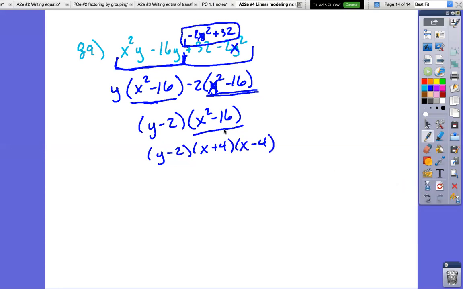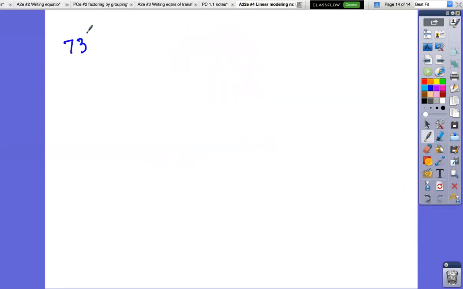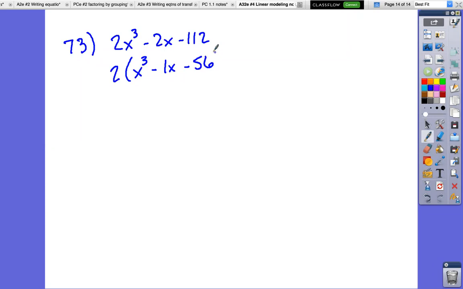Number 73. Okay. And what does it say? 2x cubed minus 2x minus 112. So it says 2x cubed minus 2x minus 112. Am I missing anything else? No, that's it. Okay. And this is a 3, right? Yeah. Okay. Just making sure. So the very first thing I want to do is look to pull out a common factor. I pull out a 2, and I'm left with x cubed minus 1x minus 56.